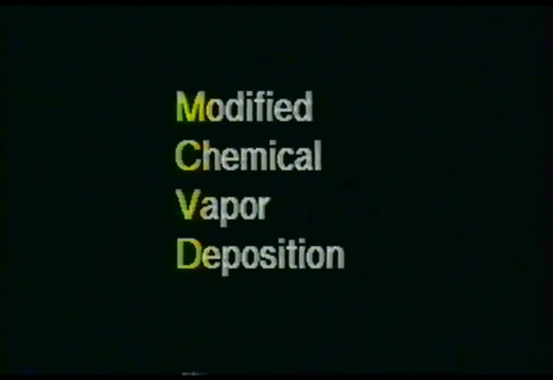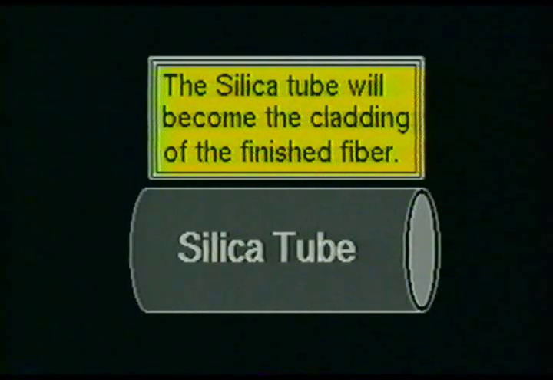Even though there are several different methods used to produce the preform glass rod, the most common method used is called modified chemical vapor deposition, or MCVD for short. The first step in manufacturing the preform rod is to produce a silica tube. This tube will become the cladding of the finished fiber.